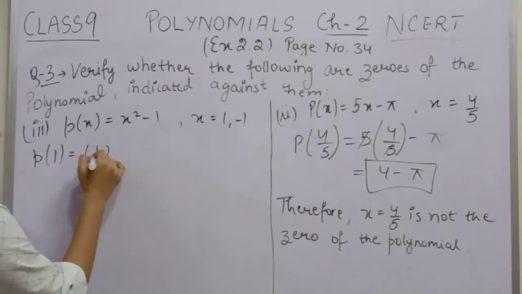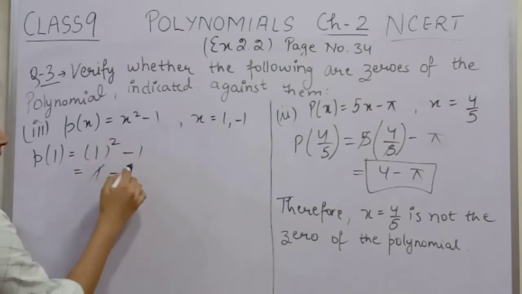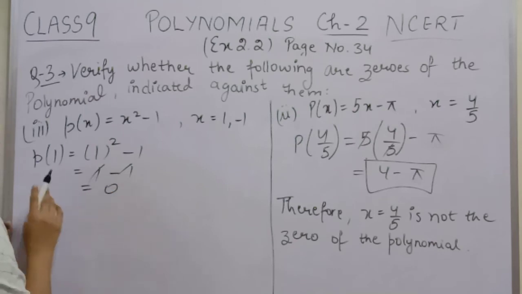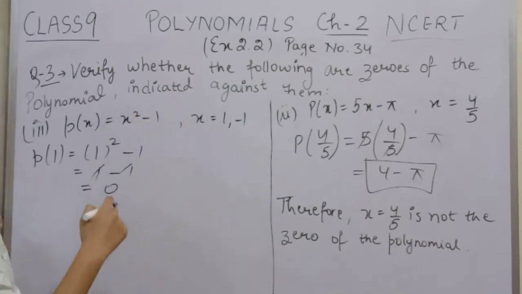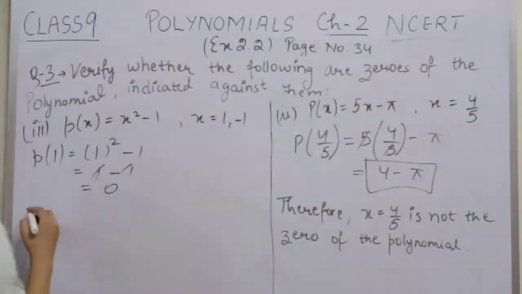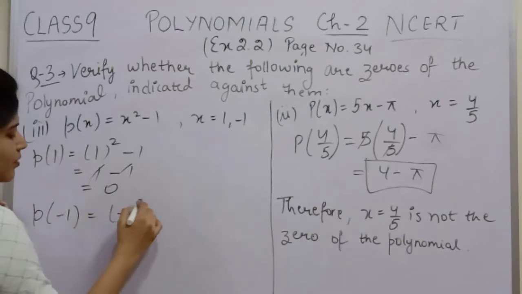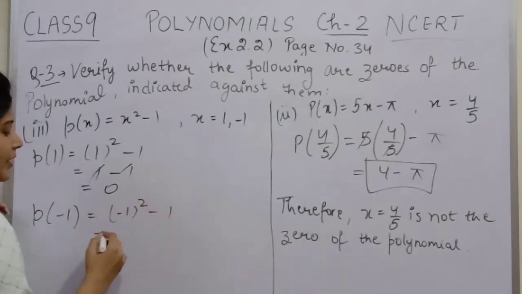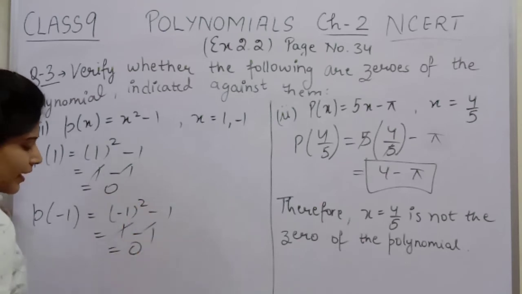So x equals to 1, this will be 1 square minus 1, that is 1 minus 1, which is 0. So yes, 1 is the zero of the given polynomial. At x equals to minus 1, check करते हैं, minus 1 square minus 1, right? अब minus 1 का square भी 1 ही होता है. So 1 minus 1 again 0.